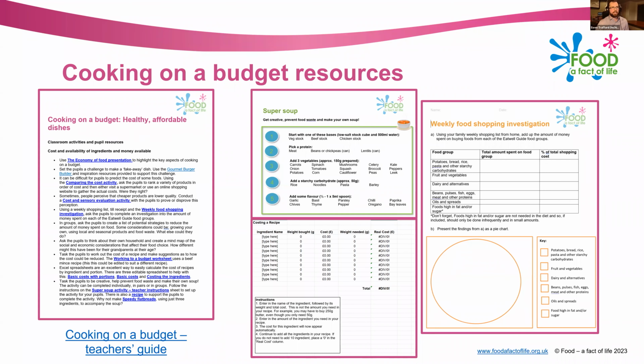And then finally on the right there, the weekly food shopping investigation. So it's different food groups from the guide, and then being able to go through a receipt, split the foods up into the groups, and work out how much the items in each of those groups were as a percentage of the cost.